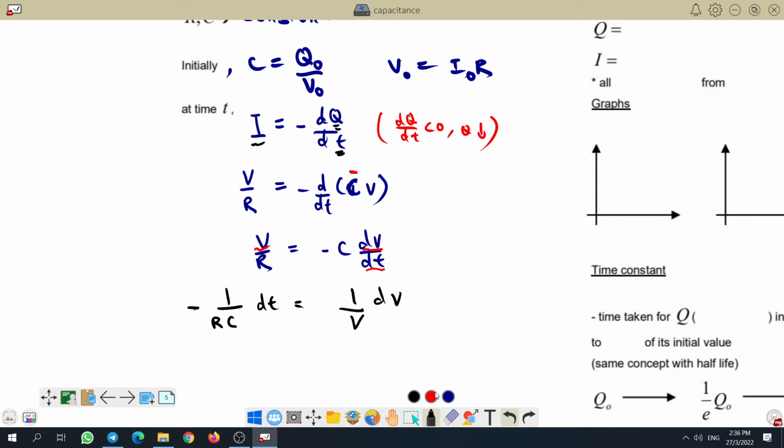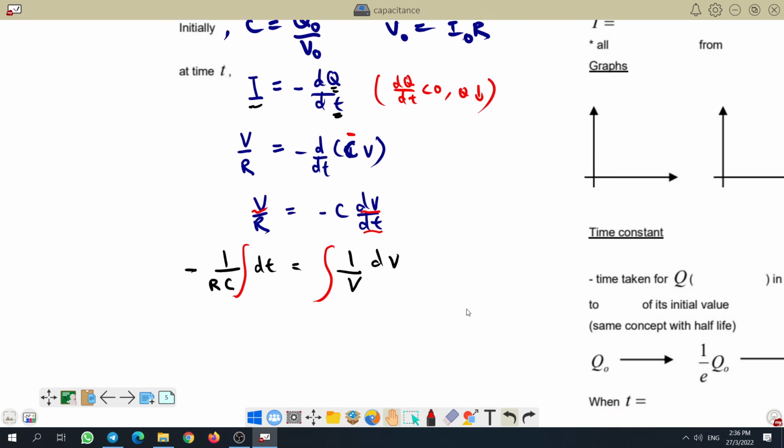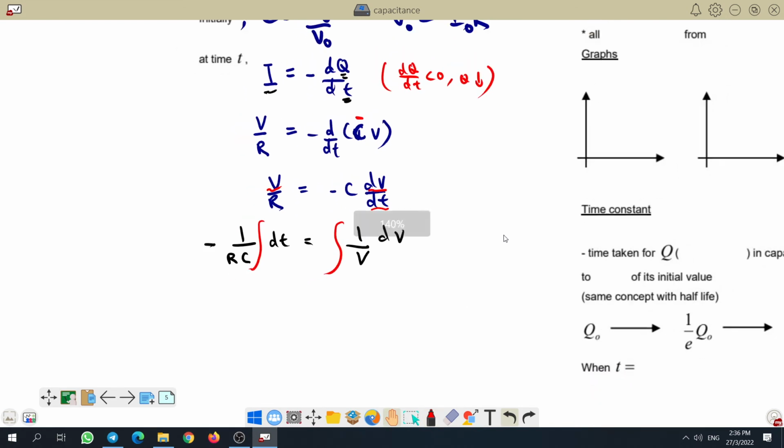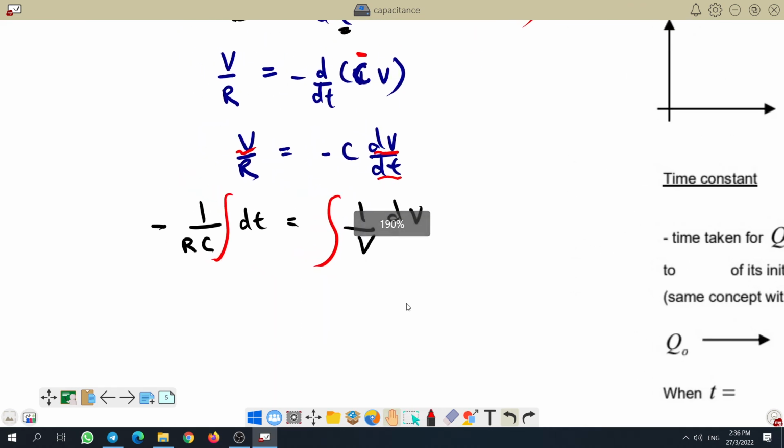Then integrate. This one also integrate. Actually it integrates like this, right? But because RC is a constant, we just integrate dt. You're going to learn this in your maths. Arrange it, then we integrate. But since we don't want to do the plus C, we know what this is anyway, so just put it in. Like time, we are integrating from 0 to time t.